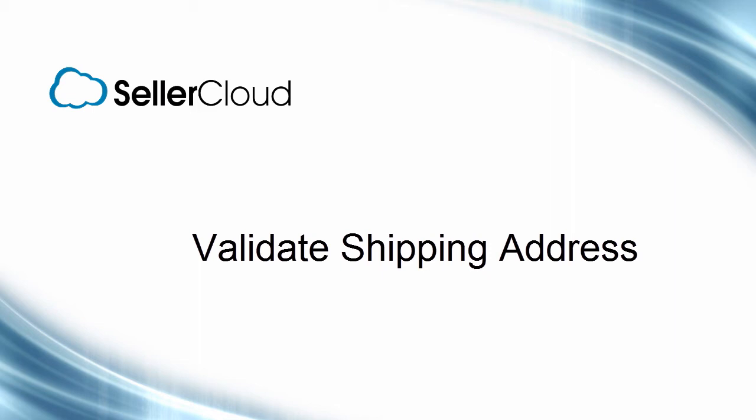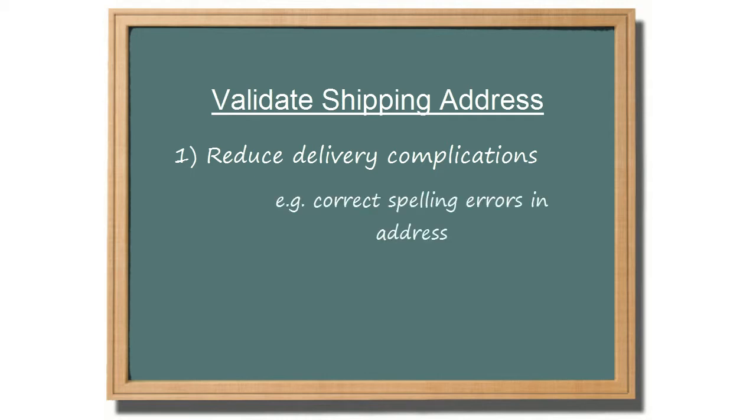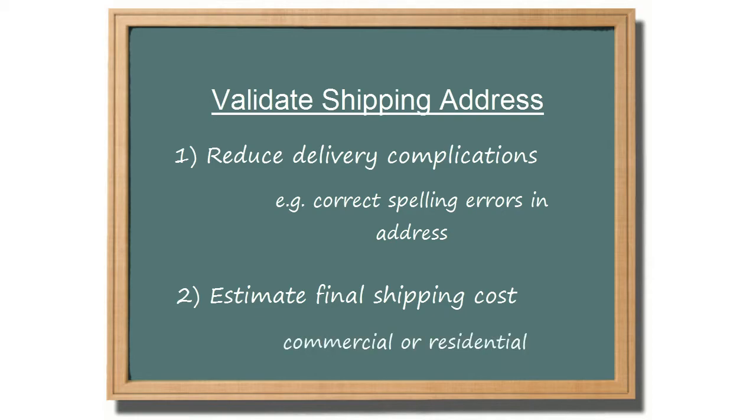In this tutorial, we'll look at how to validate addresses before shipping an order. Validating addresses can reduce delivery complications by helping ensure that the shipping address on the order is accurate. For example, it can check for misspelled addresses and make appropriate changes. It can also help you estimate the final shipping cost by determining if the address type is commercial or residential.